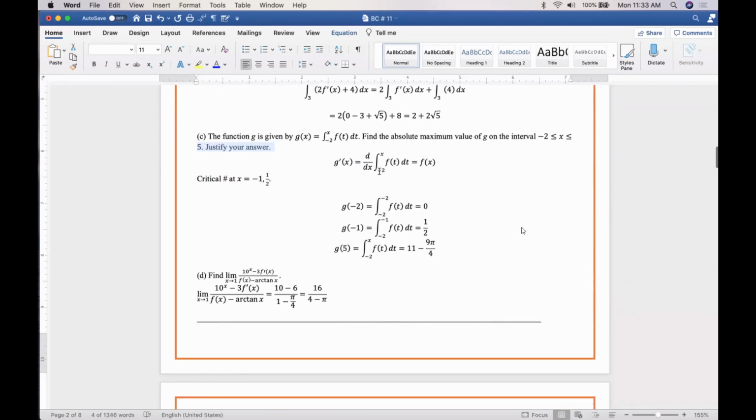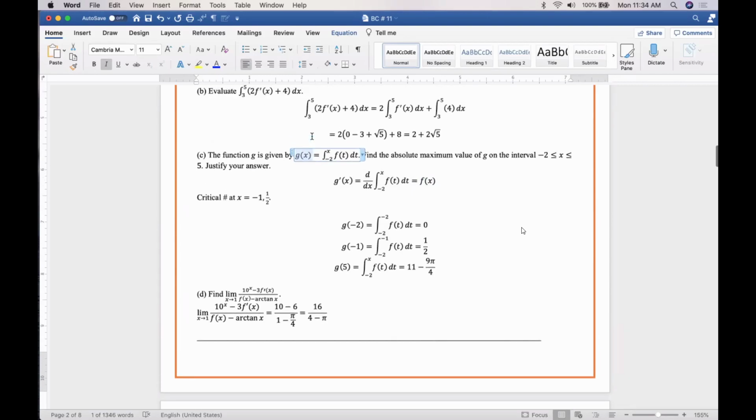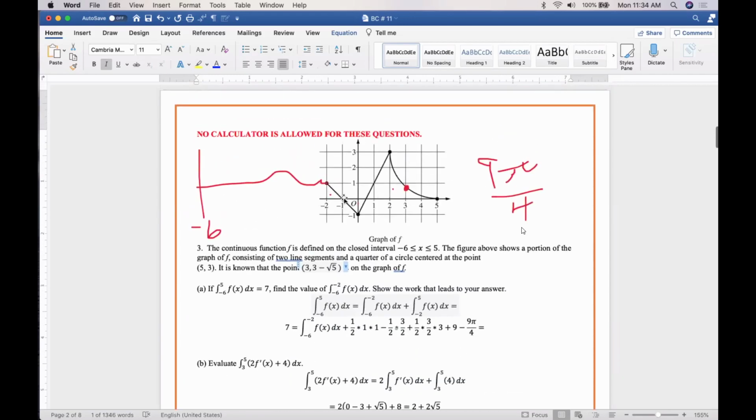We learn every time you see a function is integral of another from number to x, what does it mean? Means if you get the derivative of both sides, g prime of x will equal f of x. What that means again, the function g that we don't know anything about has a derivative, and the derivative is the same as what we see in the graph.